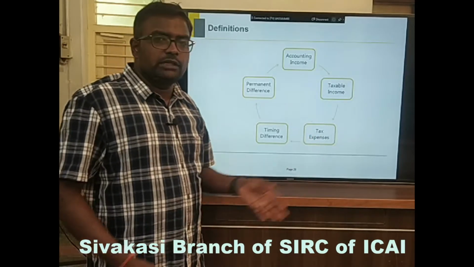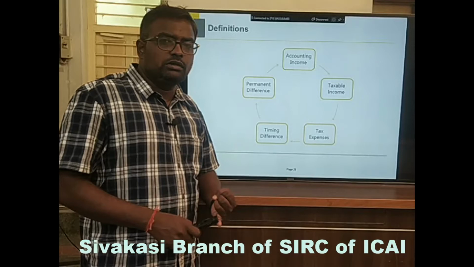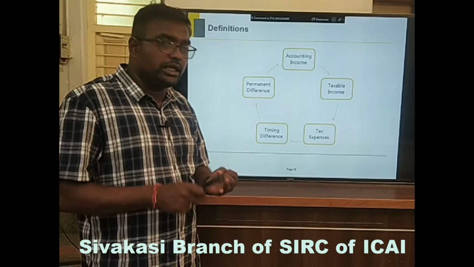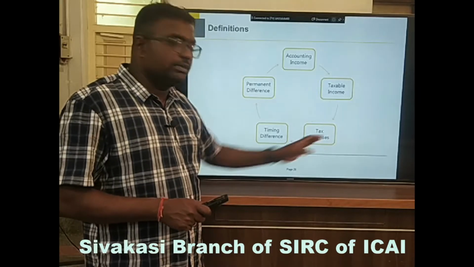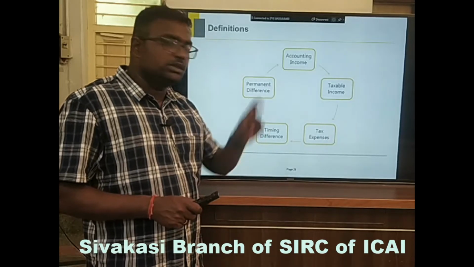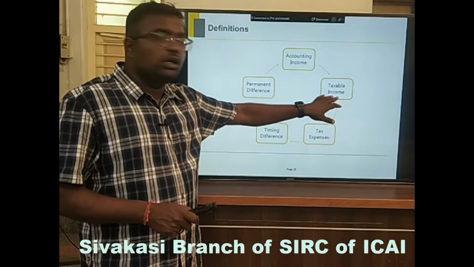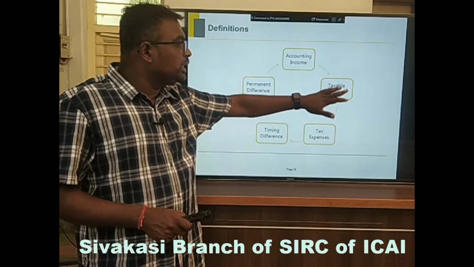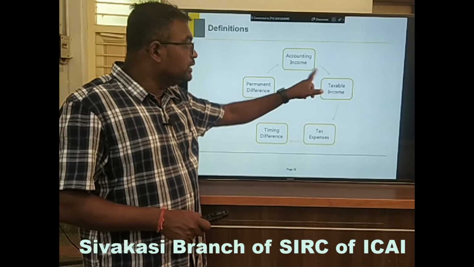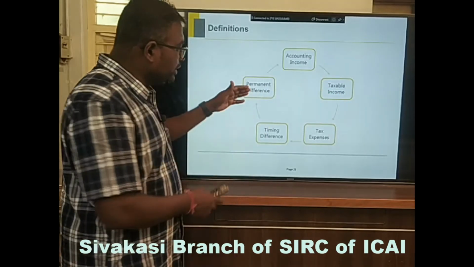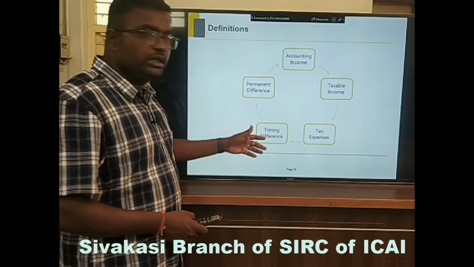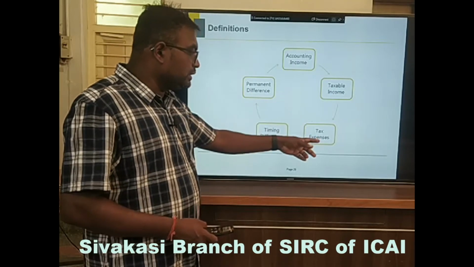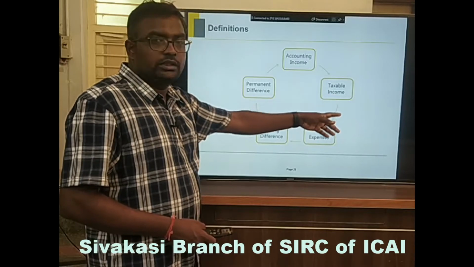So what is tax expense? Tax expense in the profit and loss account is current tax plus deferred tax. So a tax expense in P&L means current tax and deferred tax. Current tax comes on taxable income, whereas deferred tax comes from the difference between accounting income and taxable income, which is split into permanent difference and timing difference. For a timing difference, I have to create deferred tax, whereas on taxable income, I just create income tax.